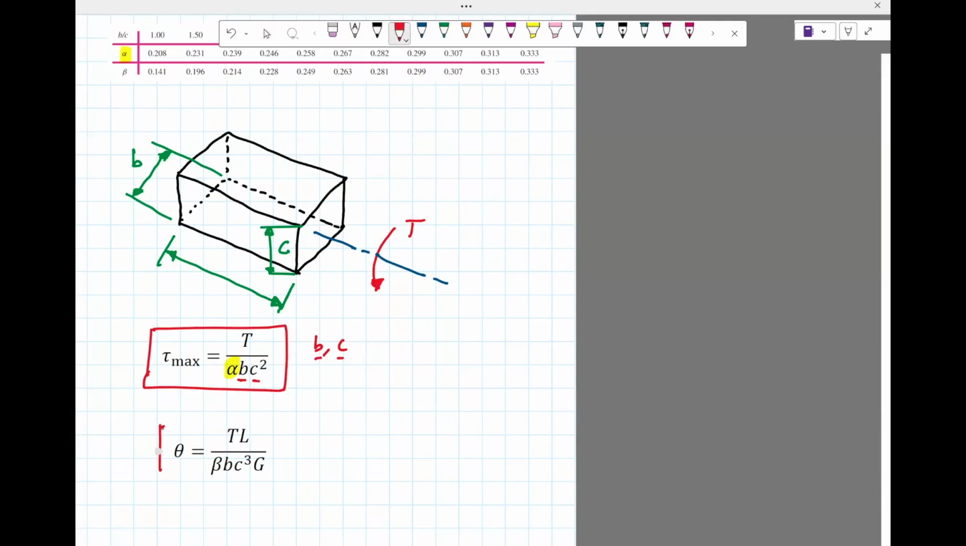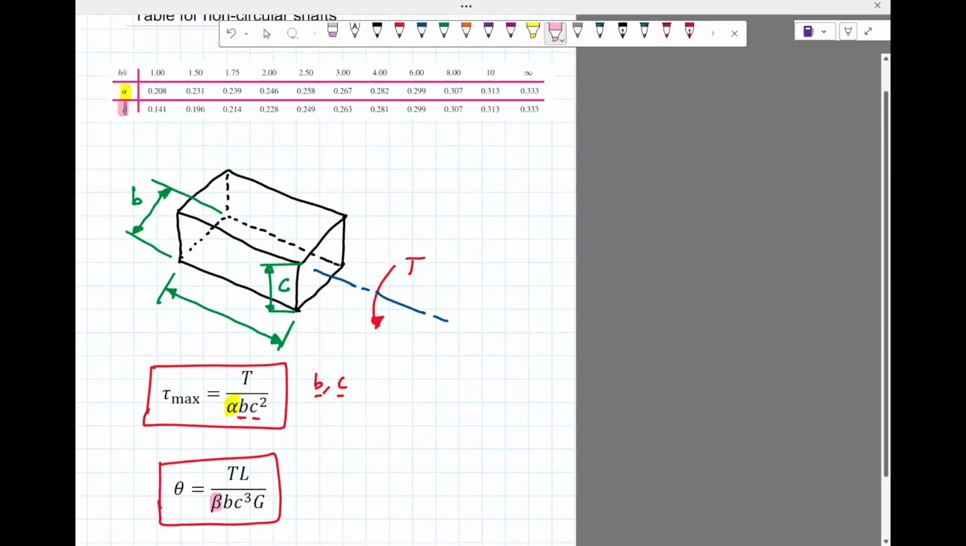And then if you want to compute the angle of twist, theta, there is another factor, beta, which also depends on the ratio of B to C. T will be from the external torque. Tau max usually is given to you, or it's something you need to find. B and C are dimensions. G is modulus of rigidity, L is length. You can compute the value for tau max and theta using this formula. We will not go beyond this. We will not really do too much of non-circular sections.